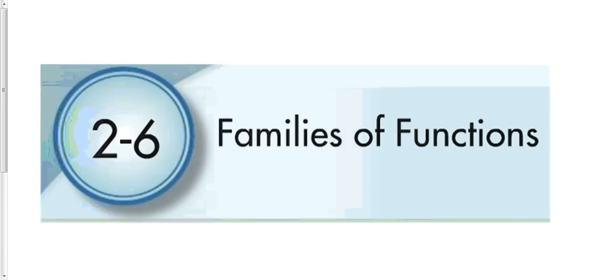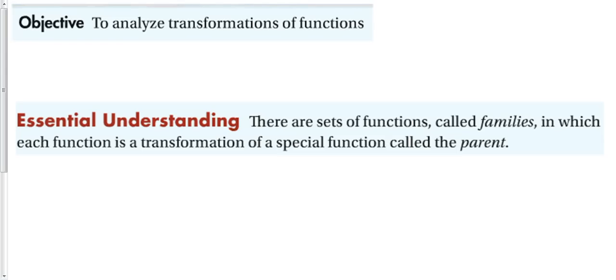2-6, families of functions. In this section, we are going to take a look at families of functions, the simplest form of a function, parent function, and we are going to move functions around the graph. We're going to move them up, down, left, and right, and we're going to compress them and stretch them, which are all different kinds of transformations. Okay? So that's our objective, to analyze the transformations of functions.